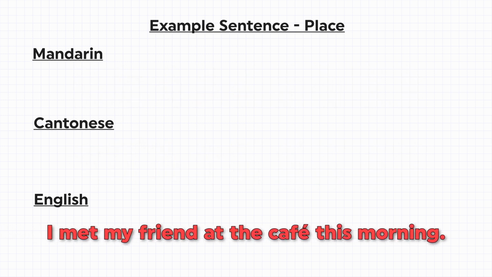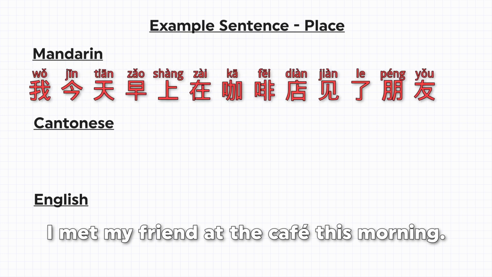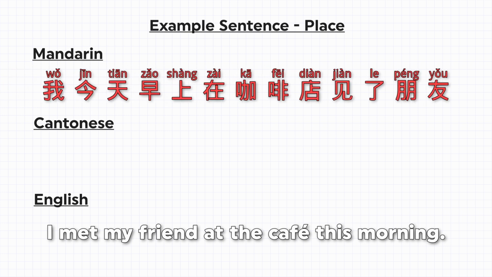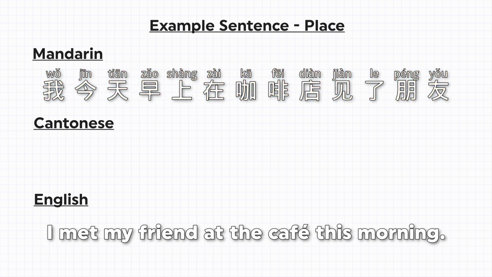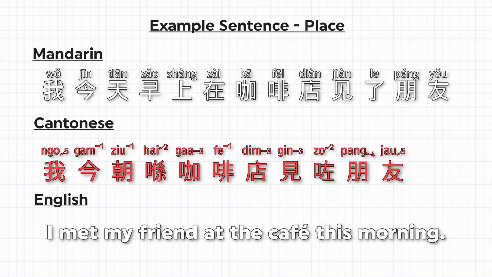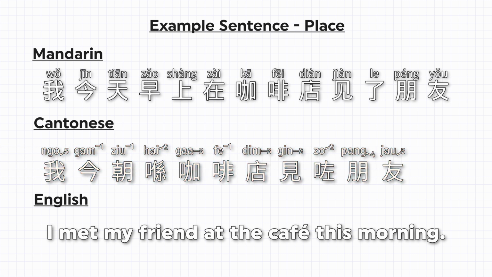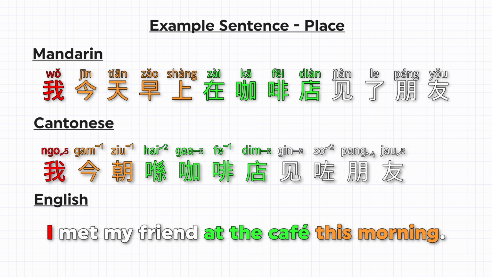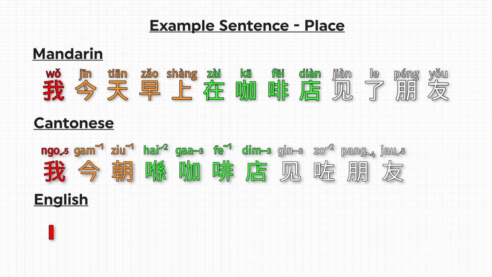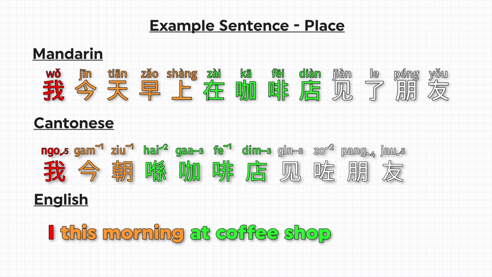I met my friend at the cafe this morning. In Mandarin, 我今天早上在咖啡店见了朋友. In Cantonese now, 我今朝喺咖啡店見咗朋友. We see here once again, it goes subject, time, place, verb, and then object. Different from English. I, this morning at coffee shop, saw a friend.